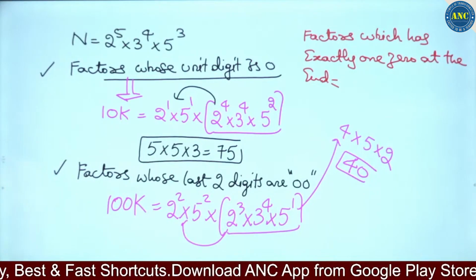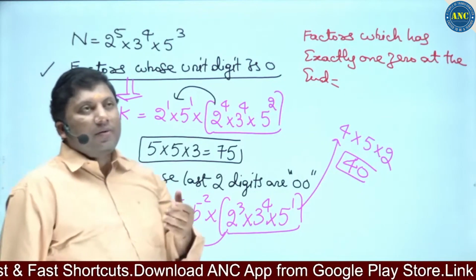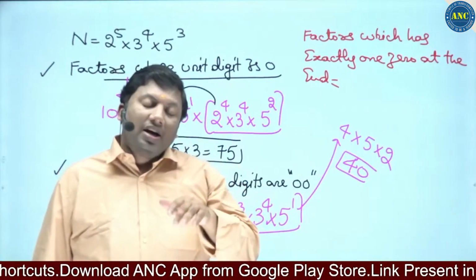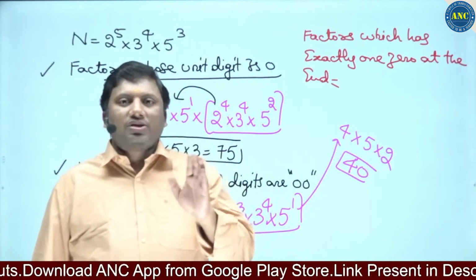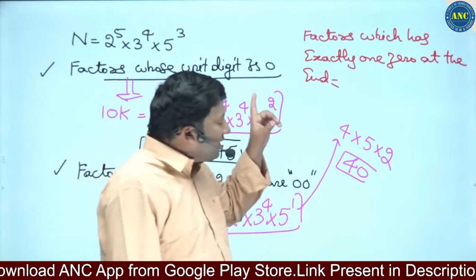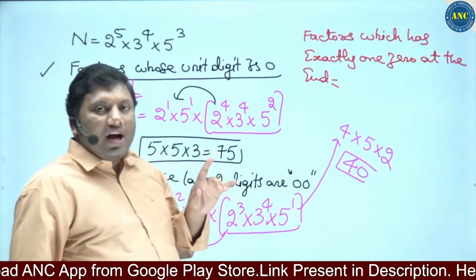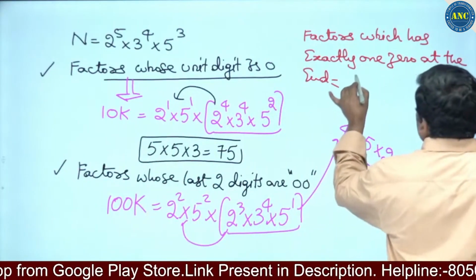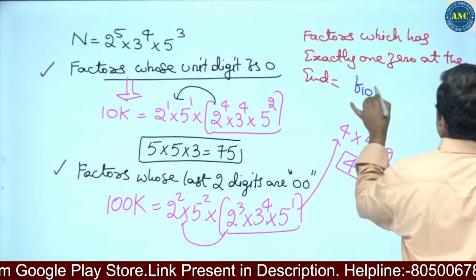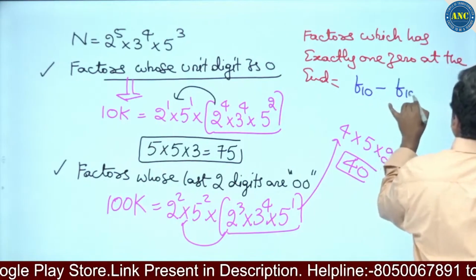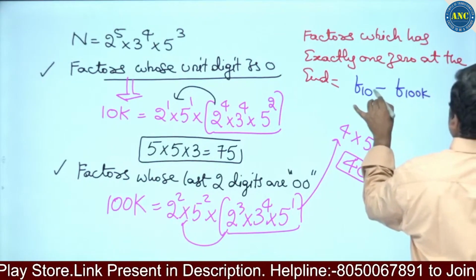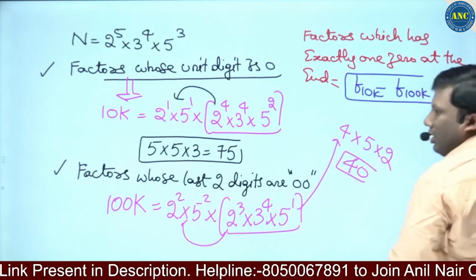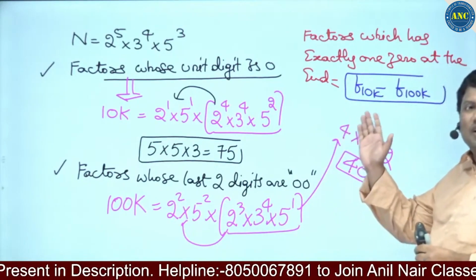Factors whose unit digit is 0 can be 10, 20, 30, 100, 200, 1000 and so on. But I want exactly one 0. That means it is factors which are multiples of 10, subtract the factors which are multiples of 100. Because if I subtract the factors which are multiples of 100, 2 zeros, 3 zeros, everything will go away.